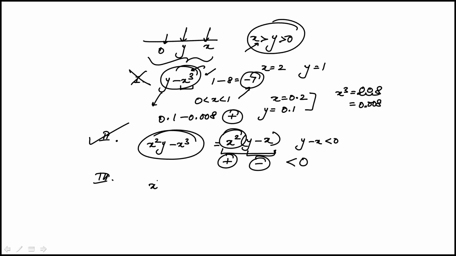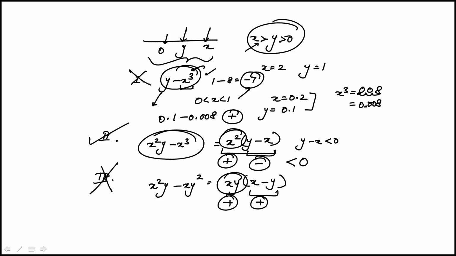And then the third one, x squared y minus x y squared. Again, I'll factor the largest common term, xy, and then I get x minus y. Here, xy is positive, this product, and this is also positive. So this must always be positive. They're asking which of the following must be negative. So this one is out. The answer is 2 only, choice B.